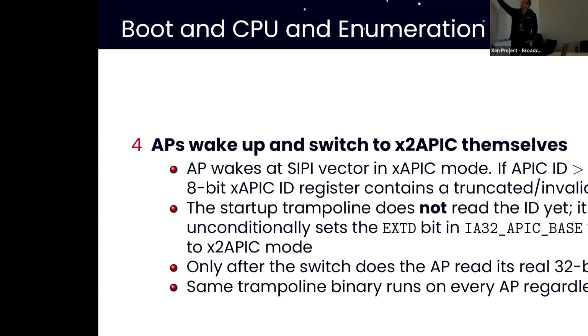In the beginning, because he starts also in xAPIC mode, his ID register will be also 8-bit, so this one will be truncated or contain an invalid value. So he has to switch also to x2APIC mode. He writes the extended bit to this base register, and then he will switch to x2APIC mode. And only after switching to this mode, he can read its ID to have the full 32 bits.